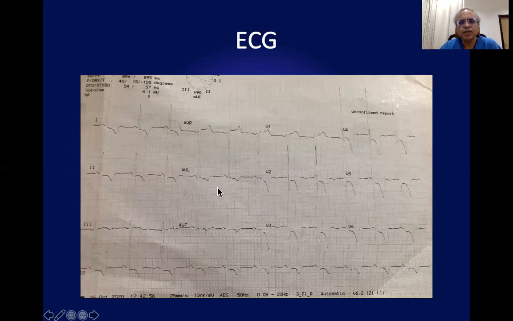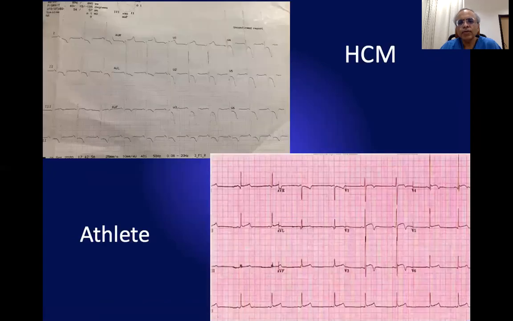Now, this is this patient's ECG, and you can see that there are deep T inversions and also ST depression. This is quite an extensive ST-T wave change. Can this be an athlete's ECG? Very unlikely with this kind of ST depression and deep T inversions. However, an athlete's ECG can sometimes be intriguing.